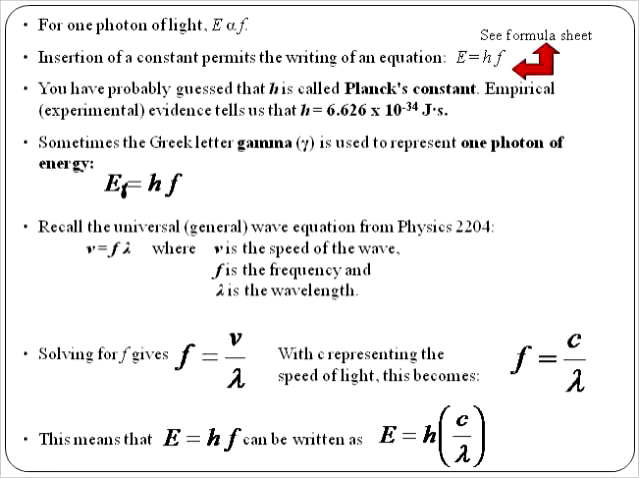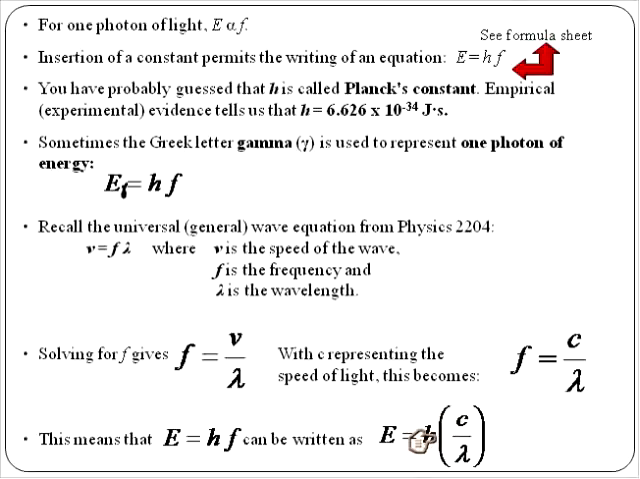So now let's think about the universal wave equation, and you should remember that from Physics 2204. V equals F times lambda. And if V equals F times lambda, then F equals V over lambda. But because we're talking about light here, we can say C over lambda instead of V over lambda. So that means we can substitute C over lambda in place of the F in Planck's equation. So instead of E equals h times F, it becomes E equals h times C over lambda.